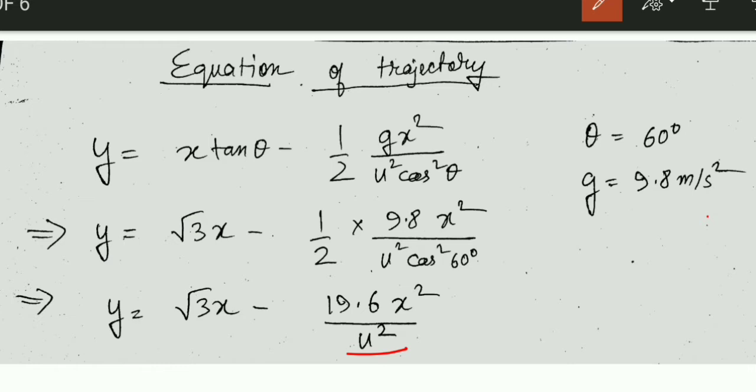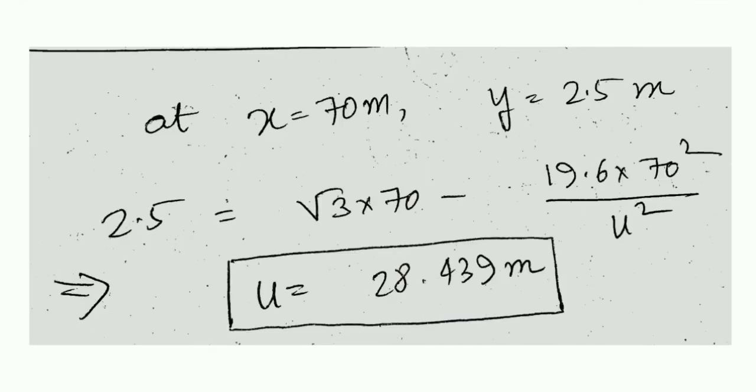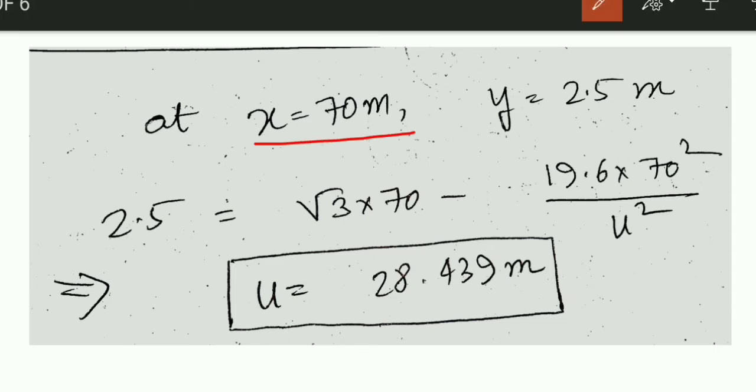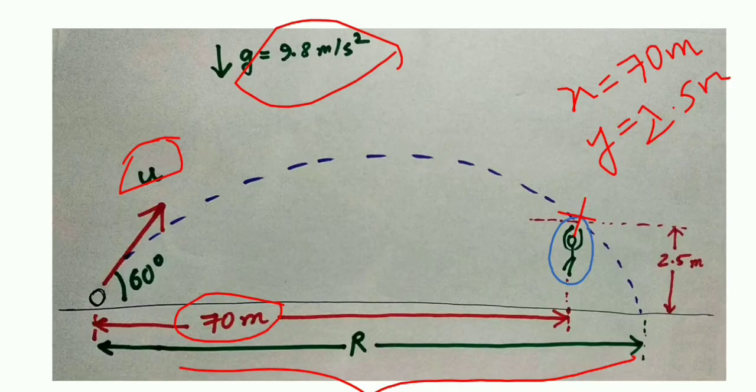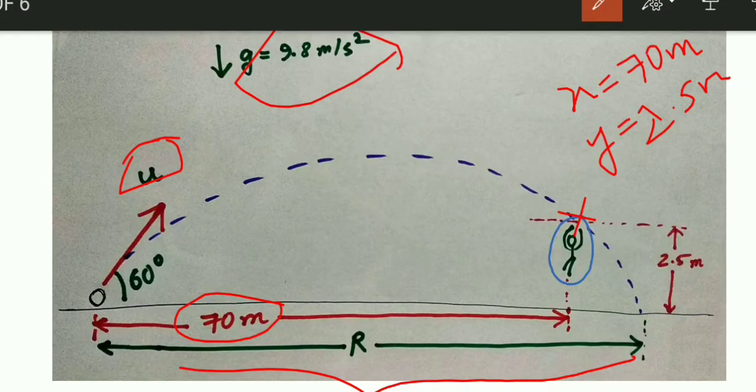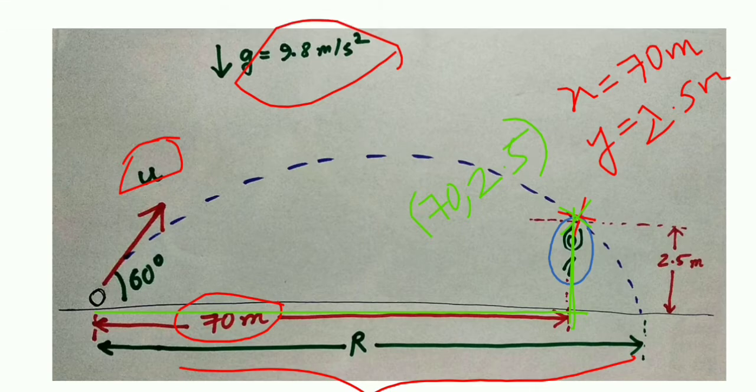Now at x equal to 70 meter, y is equal to 2.5 meter. We can see this here. At this point, x is 70 meter and y is 2.5 meters, so I can say that this point, 70 comma 2.5, lies on the equation of the trajectory. This lies on the equation of the projectile, that is the equation of the parabola we're getting.